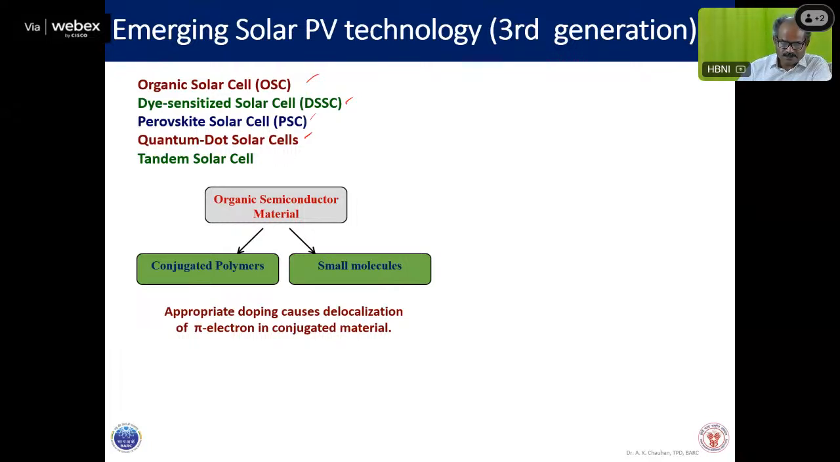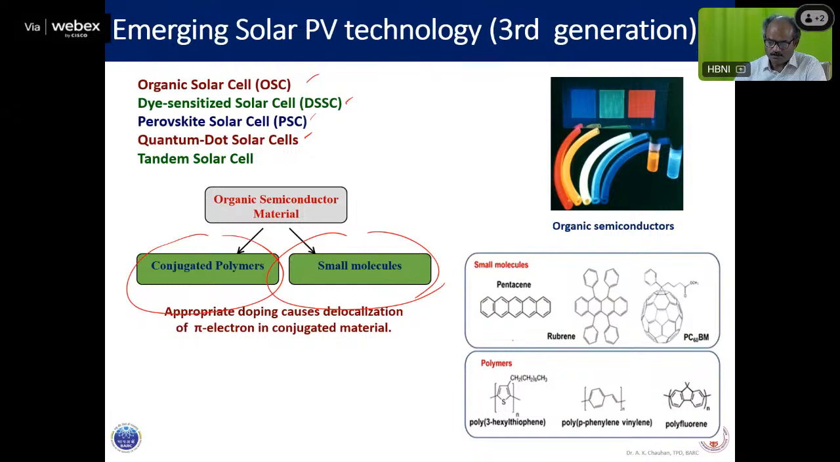So the organic semiconductor materials being utilized in this fabrication are two kinds of organic materials. One is conjugated polymers, and then there are small molecules. If you have conjugated polymers, then appropriate doping causes delocalization of the pi electrons in these conjugated polymers, which actually gives you the conducting properties.